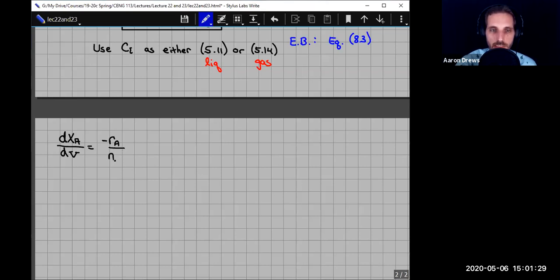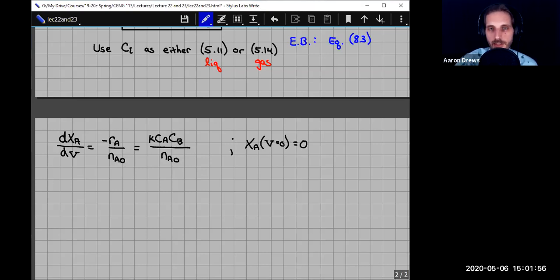Minus Ra over Na zero. And now we substitute in our rate law. Our rate law is going to be k CA CB divided by NA zero. And this will be subject to the initial condition that initially XA at V equals zero is zero.